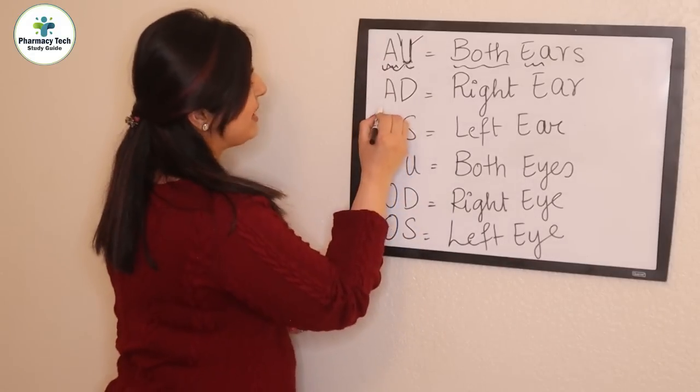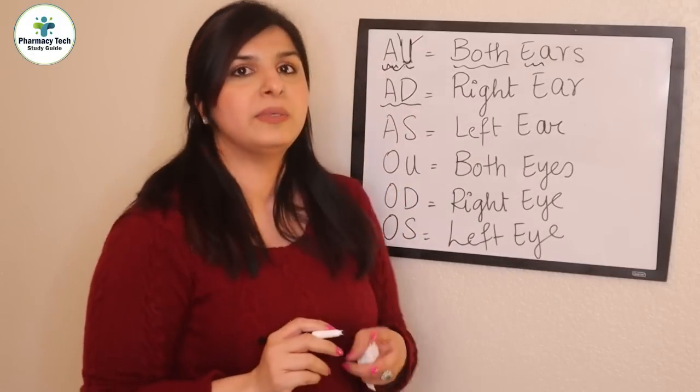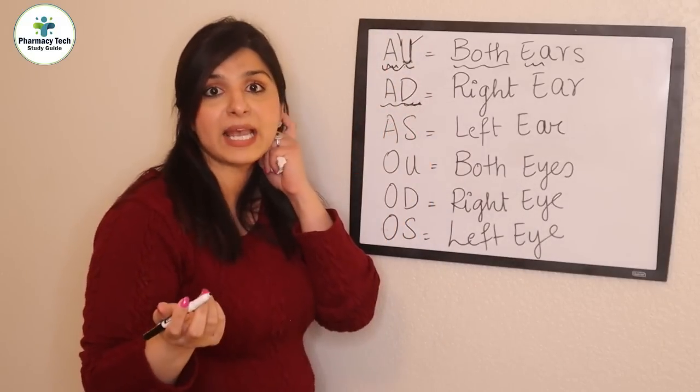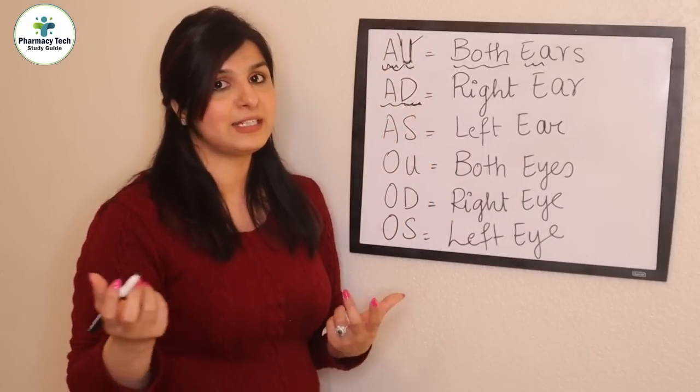Okay, and then we have AD. Now, remember, a lot of times, right side is the dominant side for a lot of people, right? And so D would be right side because right side is the dominant side.